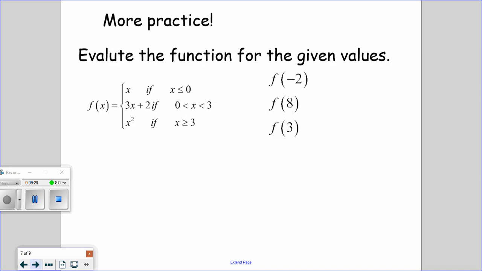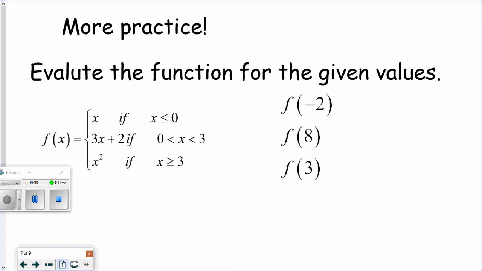All right. One more to try here. Decide which one you're going to plug it into and what answers you get. All right, let's go ahead and get some answers up here. Let's go with Dylan on f of -2. Did you pick the first, second, or third equation?